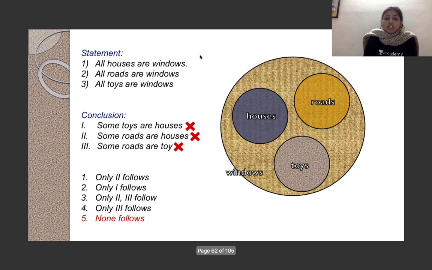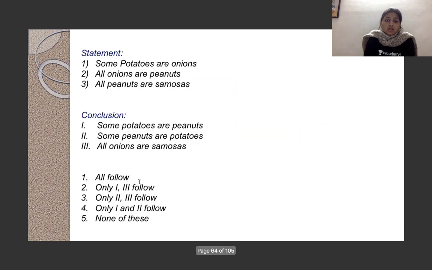Okay, so this is how the diagram will look like. All houses are windows, all roads are windows, all toys are windows. Some toys are houses, no relation. Some roads are houses, no relation. Some roads are toys, no relation. So answer is option 5, none follows. Next.